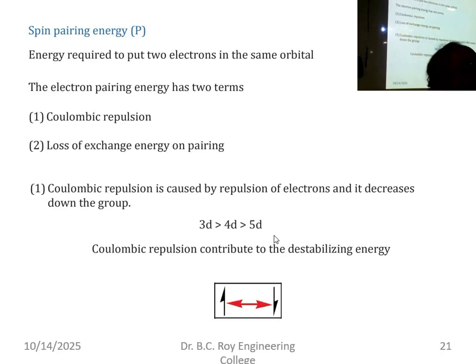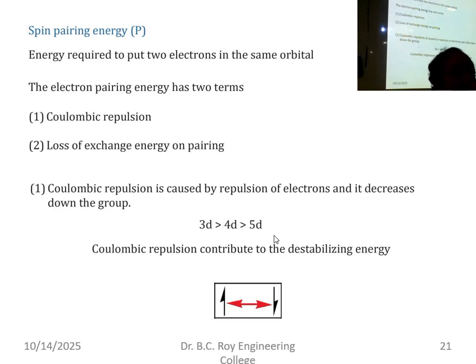There are two reasons. One is Coulombic repulsion, because if 2 electrons are paired up, they will be very close to each other, so they repel also because of the electronic cloud. Both are negatively charged, so there will be some repulsion, Coulombic force of repulsion. That is point number 1. Then point number 2, loss of exchange energy on pairing.